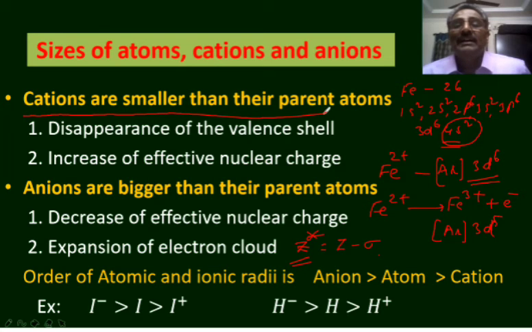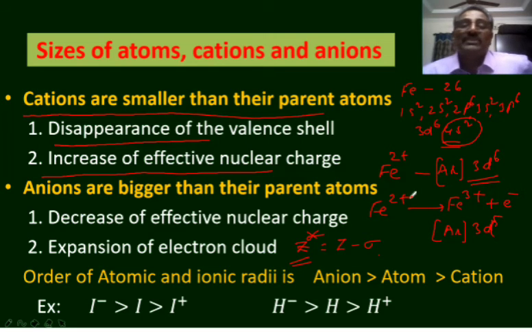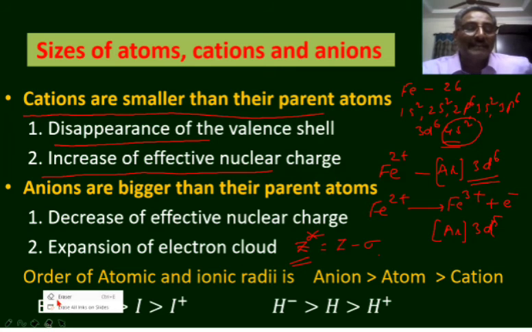How is this possible? It is either by the disappearance of the valence shell or by the increase of effective nuclear charge. In some cases, the valence shell is completely removed in the formation of a cation, whereas in some other cases, though the valence shell is not completely removed, some electrons are removed. Because of that, the effective nuclear charge increases as there is no change in the nuclear charge. The cations are smaller than their parent atoms.